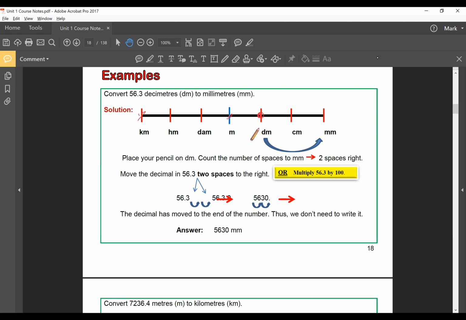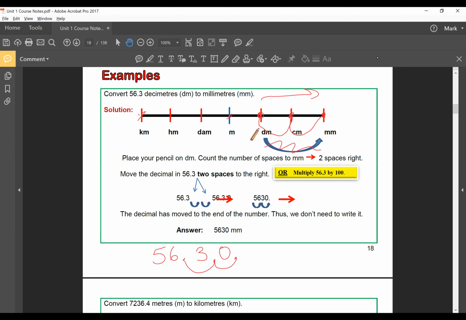So I would count 1, 2. So I am moving my decimal 2 places to the right. Keep in mind, I'm going in this direction. The book's layout could use some work, but the idea is, let me write it on the bottom, 56.3. I'm going 1, 2. Now this space here where there's nothing, I'm going to put a 0.